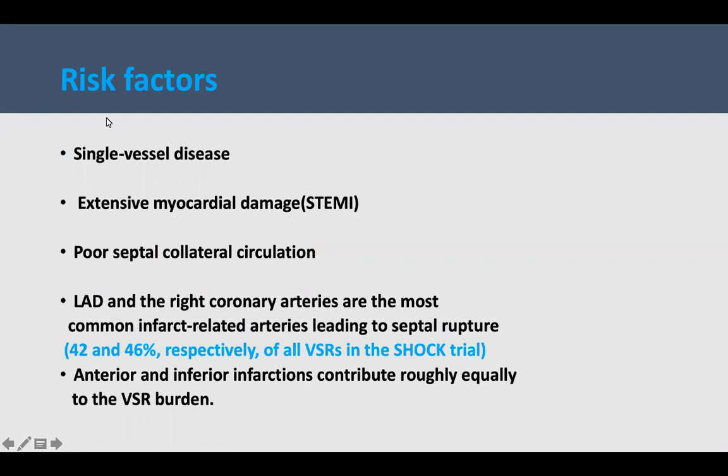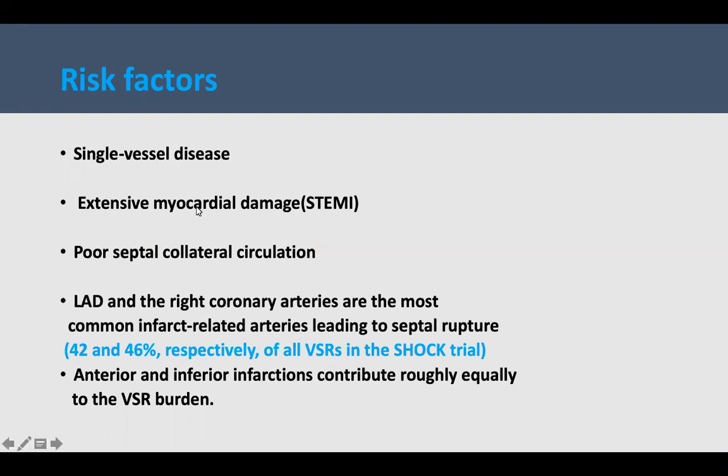So what leads to most common risk factors? Most of them, 50% of them have a single vessel disease. It is not seen in the triple vessel disease, less common. But single vessel is a commonness, is a risk factor. So we'll see in the literature, more than 50% people have a single vessel disease.